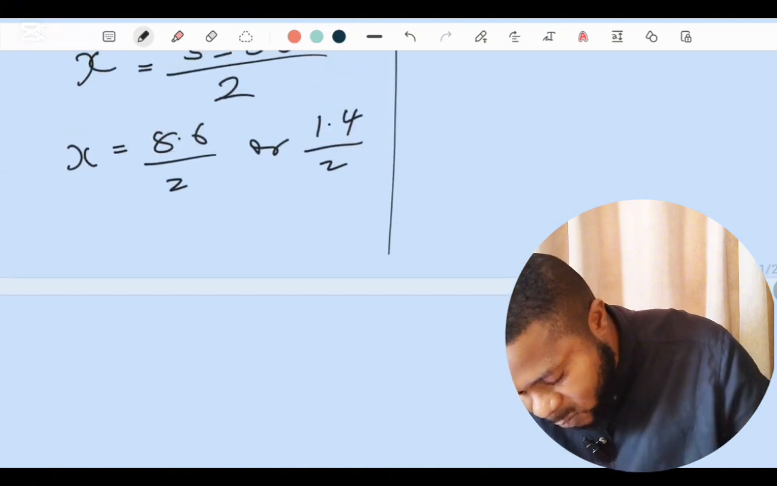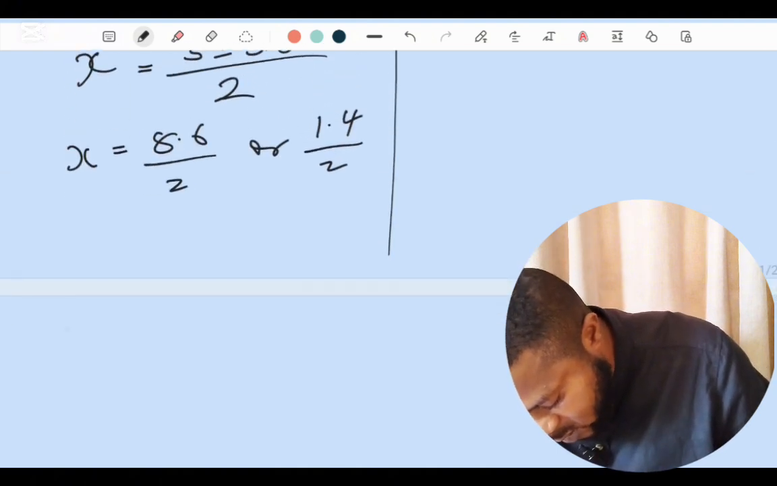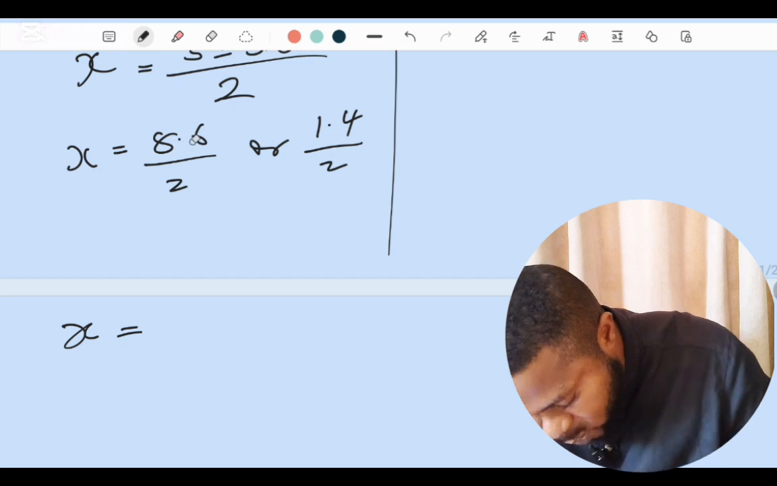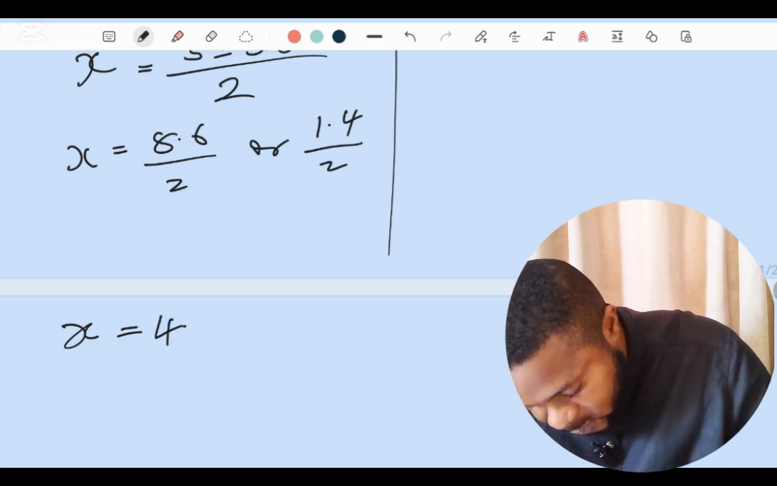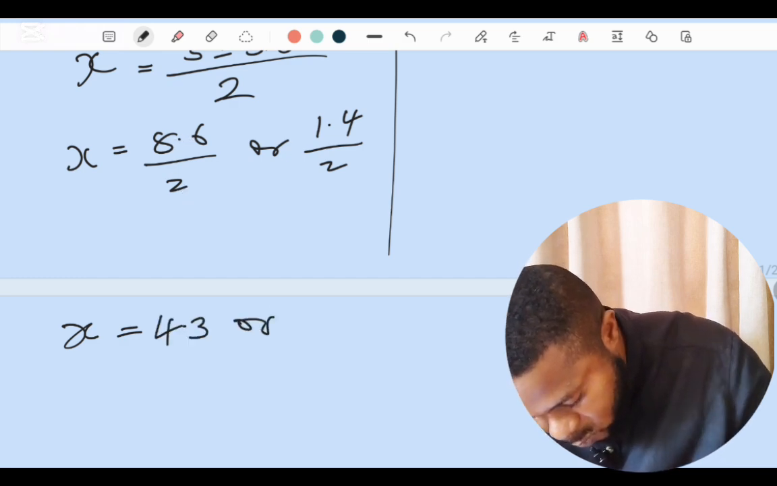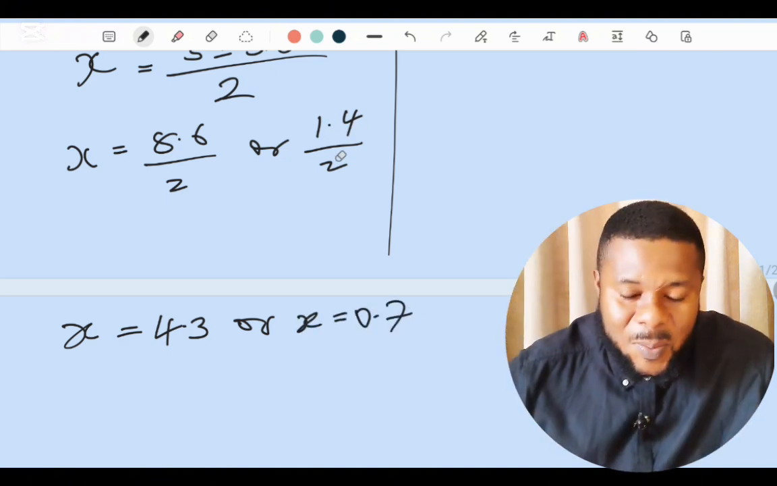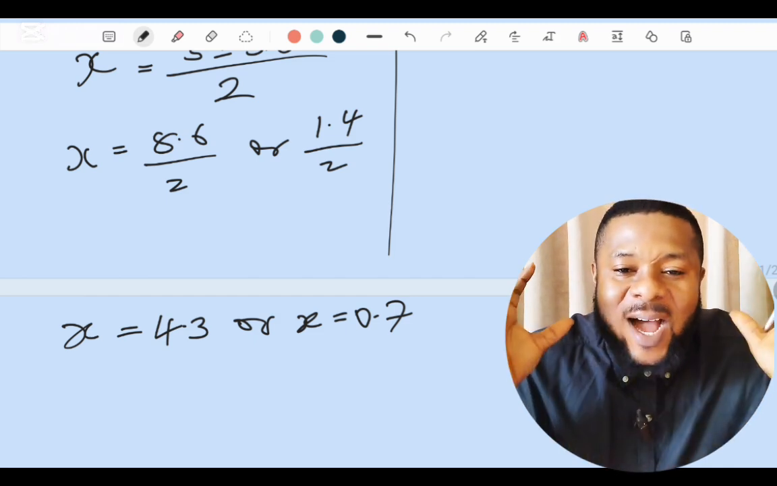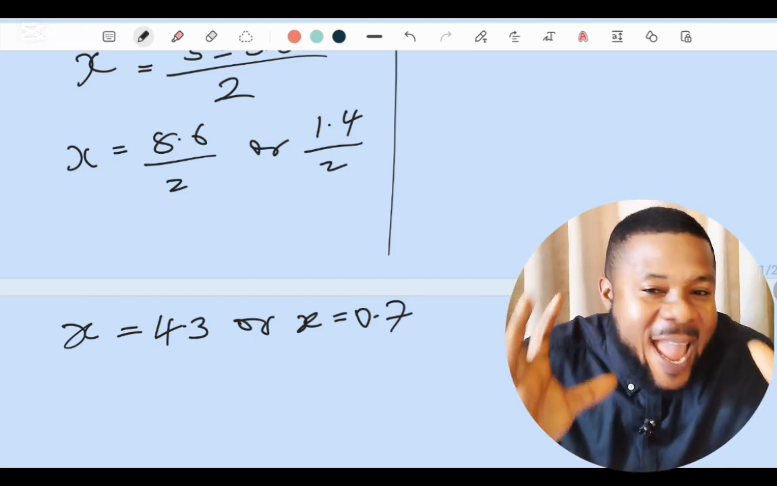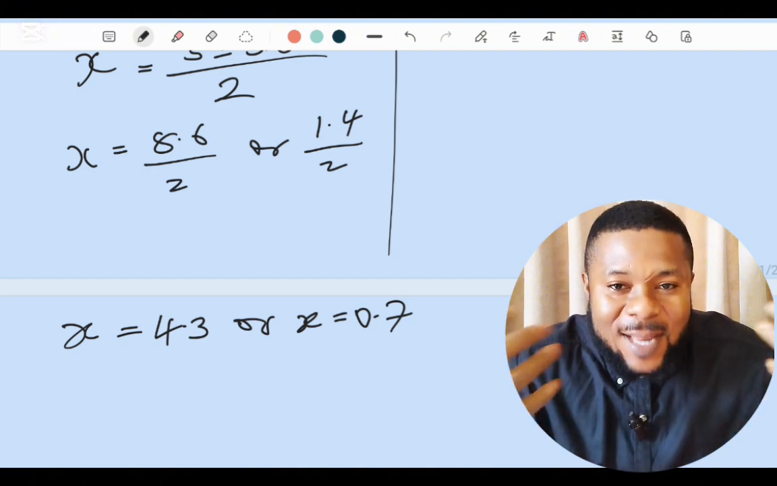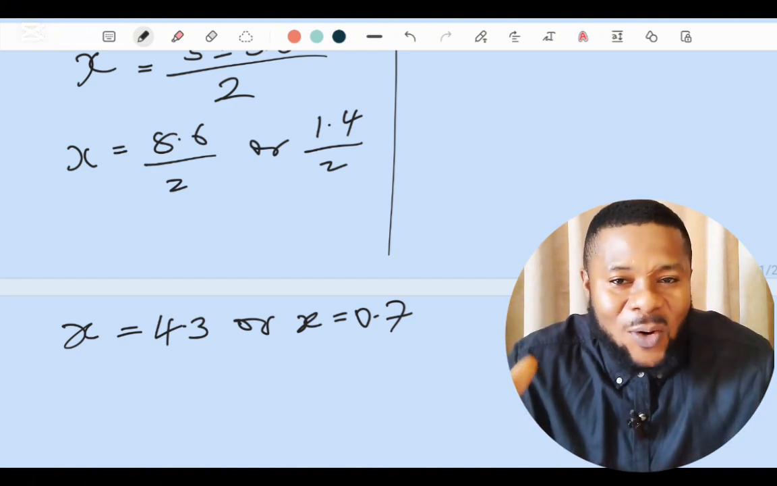Now we begin to simplify. So x is simply equal to 8.6 divided by 2, which will give you 4.3, or x is equal to 0.7, because 1.4 divided by 2 is 0.7. So now we have seen the x coordinate of the intersection point. The next thing is for us to find the y coordinate.